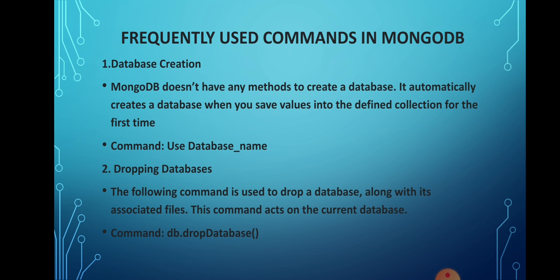Second command is dropping a database. The following command is used to drop a database along with its associated files. This command acts on the current database. Dropping database command acts only on the current database. The command used for dropping a database is db dot dropDatabase. Then while using this command you can drop the current database easily.